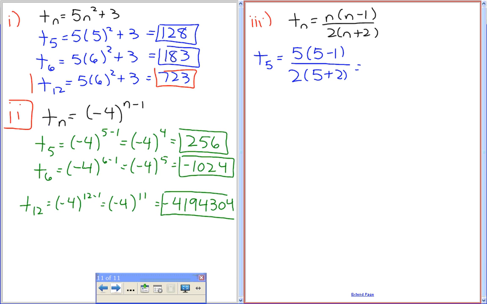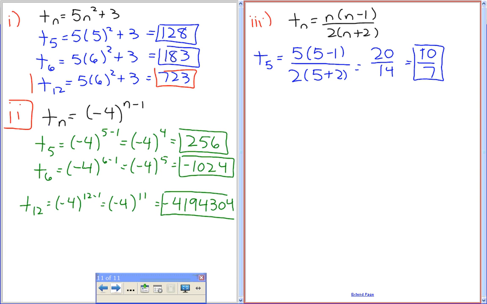What'd you say, Heather? 20 over 14? 20 over 14, which, yeah, in lowest terms is 10 over 7. I'll talk a little later in the course why that's my favorite fraction. Please always leave as a fraction. Now, how did they get that? 5 minus 1 is 4, 5 times 4 is 20, 2 plus 5 is 7, 2 times 7 is 14. Okay, good. So you were right.